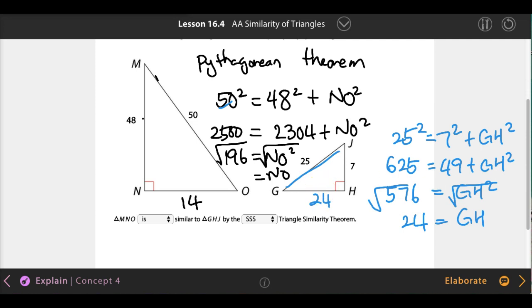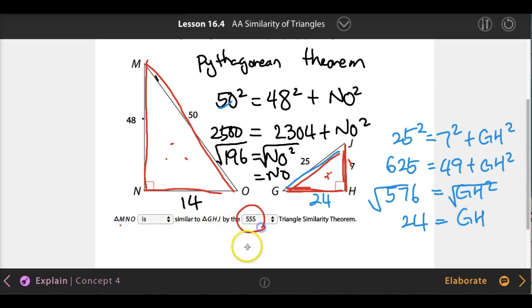So now you can see how it's the SSS triangle similarity theorem, because look, 7 times 2 is 14, and then 24 times 2 is 48, and then 25 times 2 is 50. The ratio is the same. Basically, the big triangle is twice as big as this little triangle, or if you want to go from the big to the small, the small one is half the size of the big one. So anyhow, MNO is similar to GHJ by SSS. We cannot use SAS because you have SS and then an angle. The angle has to be right smack in the middle.